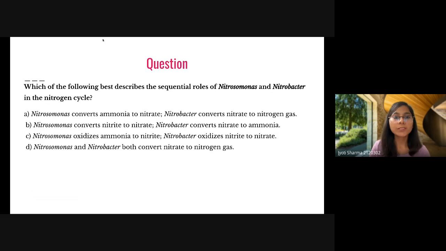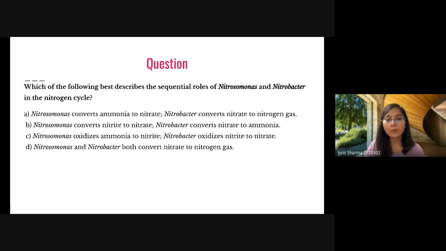Coming to the next question, we have two kinds of bacteria, Nitrosomonas and Nitrobacter, and these two bacteria are utilized in the nitrogen cycle. So you have to tell me what kind of reaction they perform in the nitrogen cycle. And we have four options here.